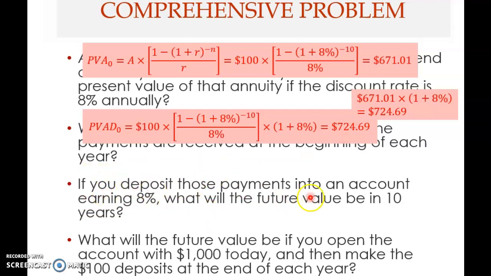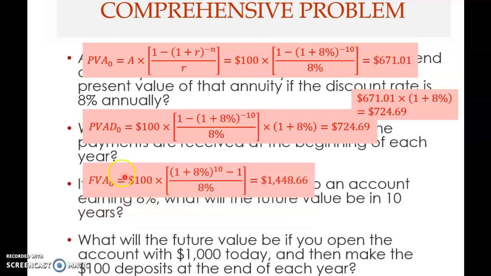Right, then let's look at the third question. If you deposit those payments into an account earning 8%, what will the future value be in 10 years? So it's basically the same question, but now we are not interested in the present value, but we are interested in the future value. Here we assume that the payments are at the end. So it is an ordinary annuity, but we want to determine the future value. So we use the future value formula, which is similar to this.